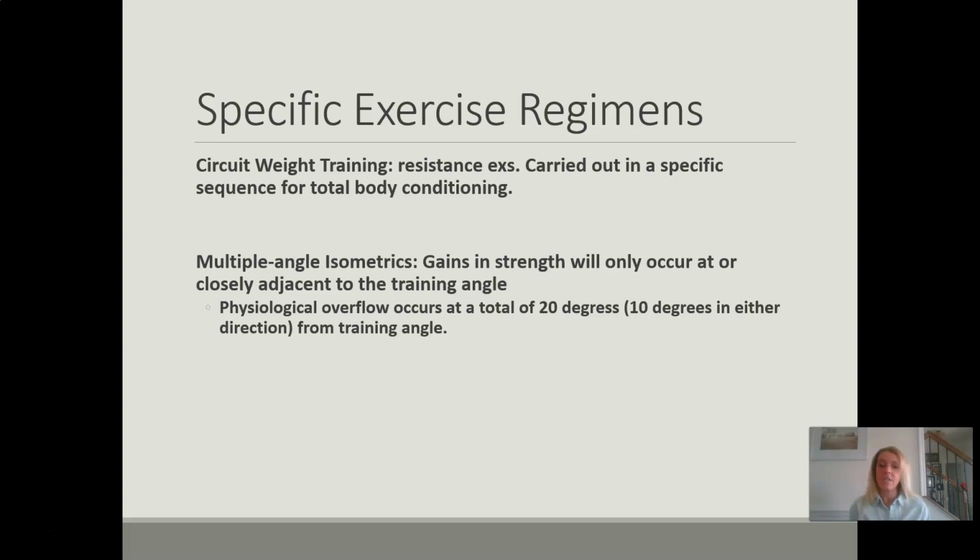So we can see physiologic overflow in a total of about 10 degrees in either direction of the training angle. But if, again, you want to move into isotonic strengthening, we're going to move through the full range of motion. And so we're going to want to have strength throughout that range. So again, it might be important to employ some multiple angle isometrics for your patients.